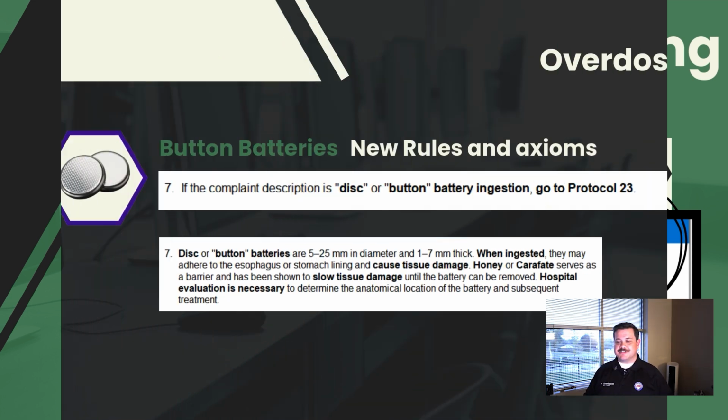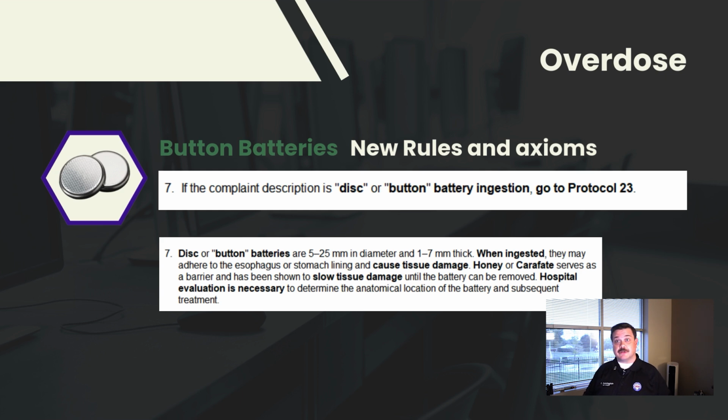One of my favorite additions includes a button battery determinant on Protocol 23. You're going to see here that a new rule, Rule 7 on Protocol 23, states that if the complaint description is disc or button battery ingestion, we want to go to Protocol 23.